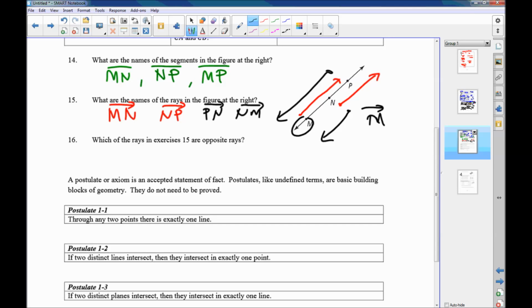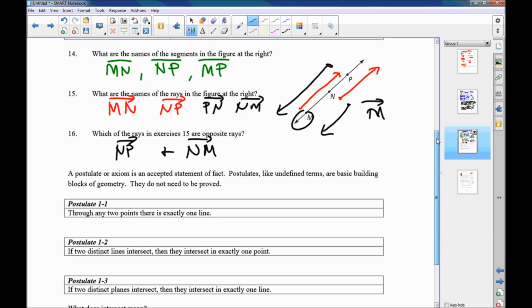All right, which of the rays in exercise 15 are opposite rays? So which ones have the same endpoint but go in opposite directions? And that's going to be NP and NM, okay? All right, a postulate or an axiom is an accepted statement of fact, okay?